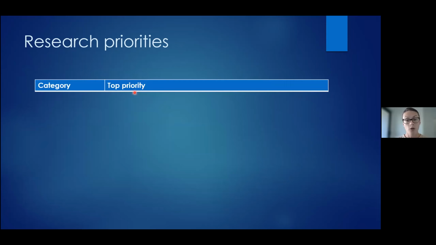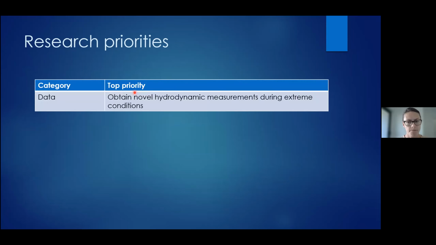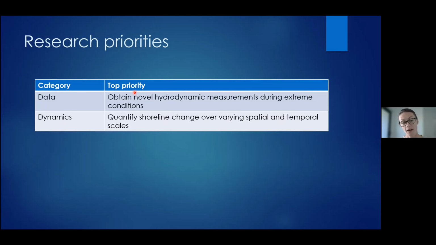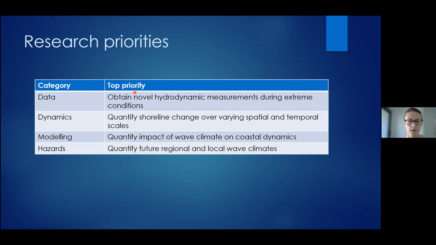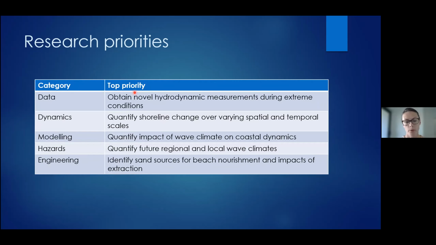If we look through each of the categories and look at what the top priority from each category is, we get a really interesting picture. So in terms of the data category, the top priority was to obtain novel hydrodynamic measurements during extreme conditions. So that's something that the community feels we don't have enough of. In the dynamics category, we just talked through it, it's about quantifying shoreline change. In the modelling category, the most critical thing seen as quantifying the impact of wave climate on coastal dynamics. So that was seen as the most important priority within the 5 that we identified from the modelling category. In terms of coastal hazards and dynamics, we saw that quantifying future regional and local wave climates was seen as critical, particularly in respect to climate change and what those wave climates might be in the future. In the engineering category, the most important priority was to identify sand sources for beach nourishment, but to also look at the potential impacts of extracting this sand, so what that might mean for coastal dynamics.